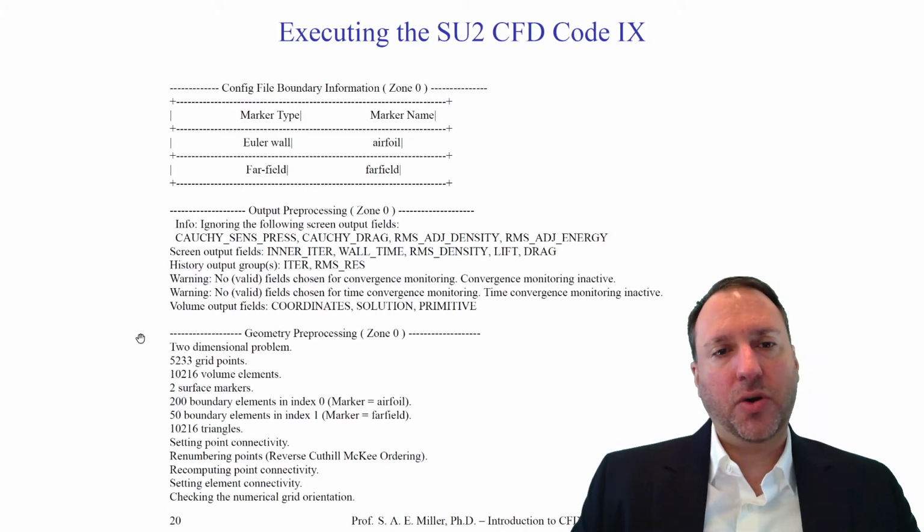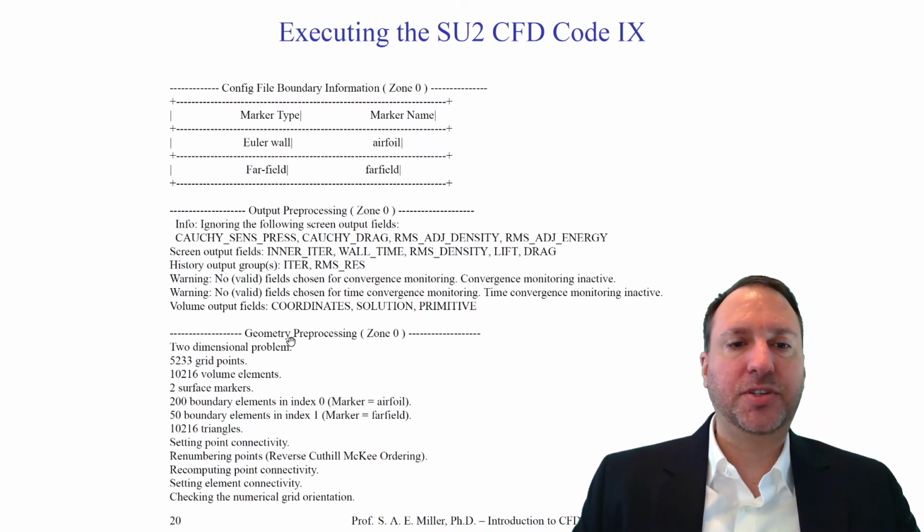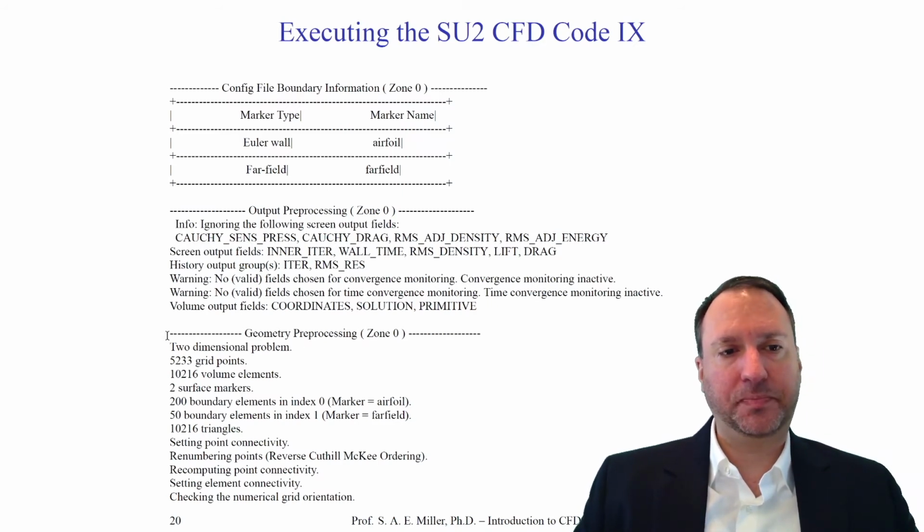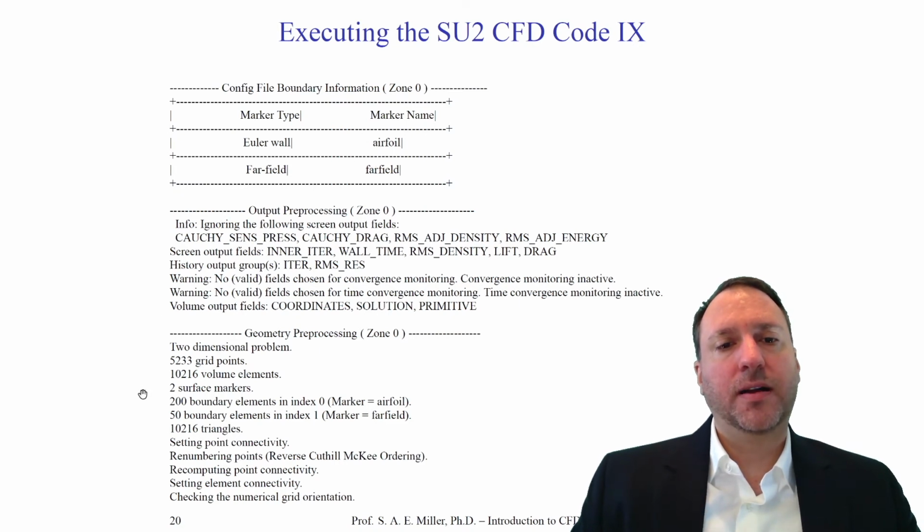Now the code has read everything in the input file, and now it's going to start processing the computational grid. Let's read through the geometry processing algorithm. The SU2 code found that it's a two-dimensional problem. There's 5,233 grid points. There's 10,216 volume elements. There's 2 surface markers, which correspond to airfoil and far field up here. There's 200 boundary elements on the airfoil surface and 50 boundary elements in the far field.